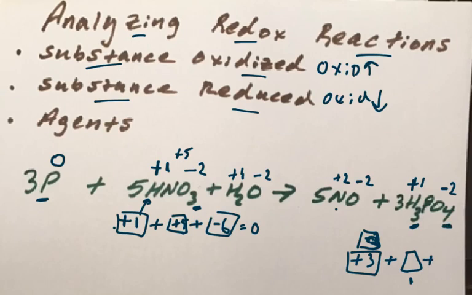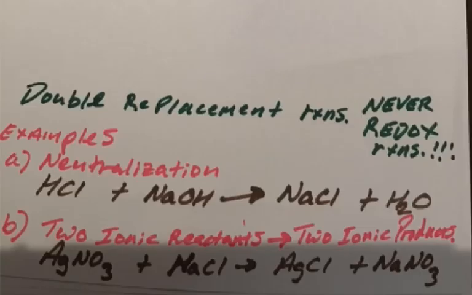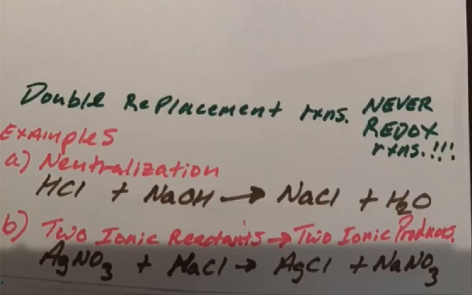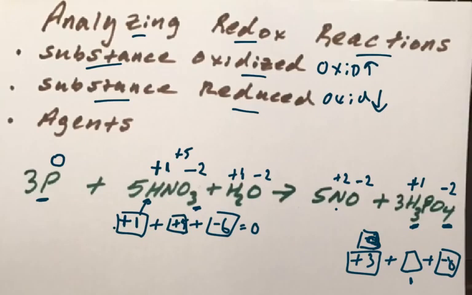And we have 4 oxygens, and each of them is -2. So 4 times -2 is -8. So what plus +3 adds up with -8 to give you 0? That's going to be +5. So +5 goes there for phosphorus.